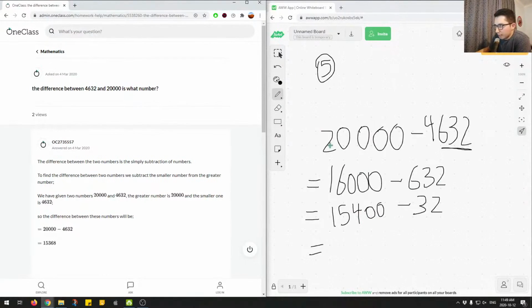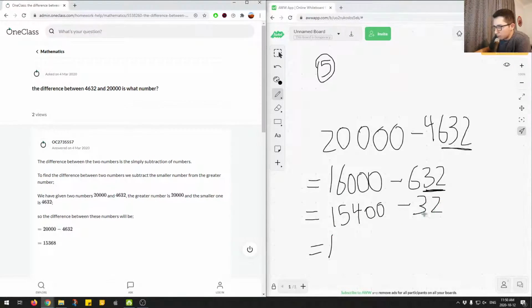So let's start from the beginning again. 20,000 minus 4,000 gives us 16,000, and we're left with 632. The next thing we do is 16,000 minus 600. So it would be thinking about 1,000 minus 600, which just gives us 400. We'll end up with this. So we're left with 32 over here.